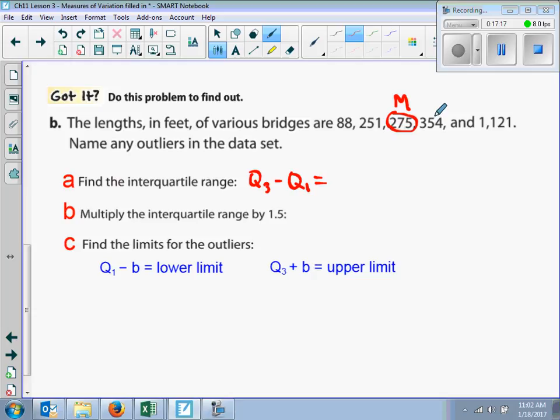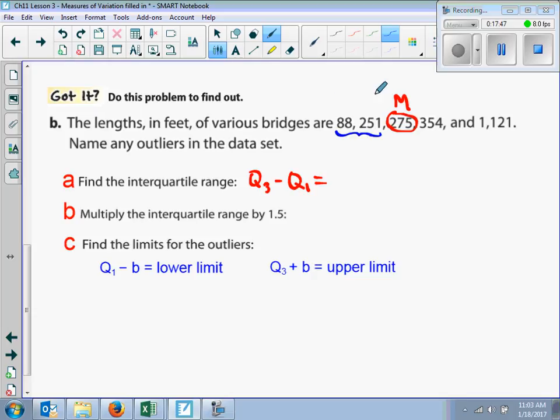So now I want to find quartile 1 and quartile 3. Now there's only 2 numbers in the lower half, right? So what do I have to do with those to get the quartile 1? Add them and divide by 2. That's how we find a median of 2 middle numbers, right?